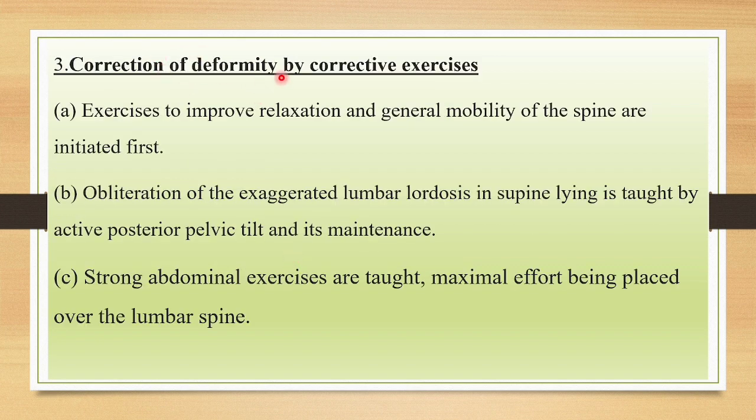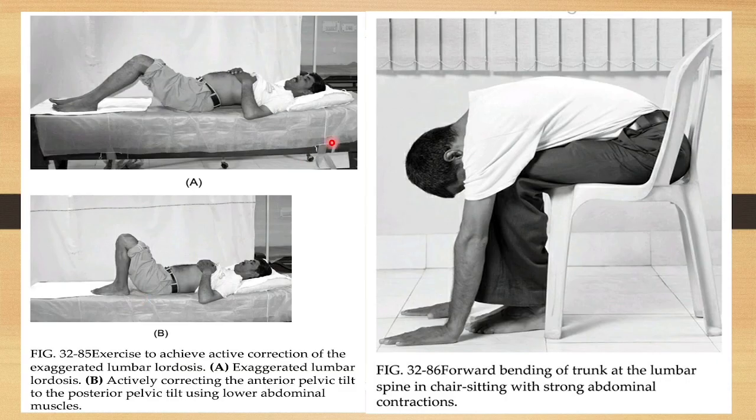So correction of deformity by corrective exercises. Exercises to improve relaxation and general mobility of spine are initiated first. Obliteration of the exaggerated lumbar lordosis in supine lying is taught by active posterior pelvic tilt and its maintenance. Strong abdominal exercises are taught, maximal effort being placed over the lumbar spine. So these are the exercises to achieve the active correction of your lumbar lordosis.